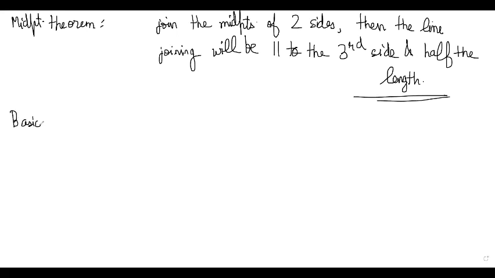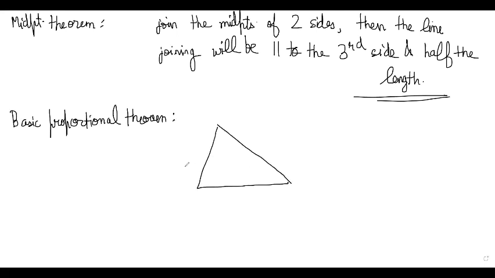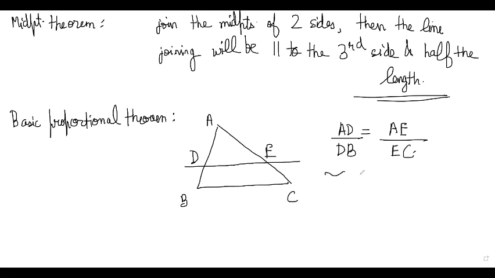Basic proportionality theorem says what? That if you draw a line parallel to the base of a triangle, then it divides both the other sides in the same ratio, right? If you have a triangle like this, and you draw a line parallel to the base, where this is BC, this is DE, then you will get AD by DB will always be equal to AE by EC, right? So this is called basic proportionality theorem.